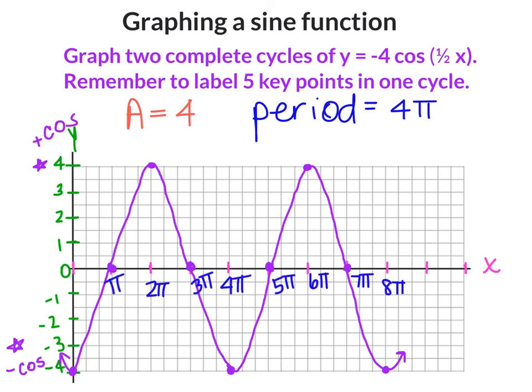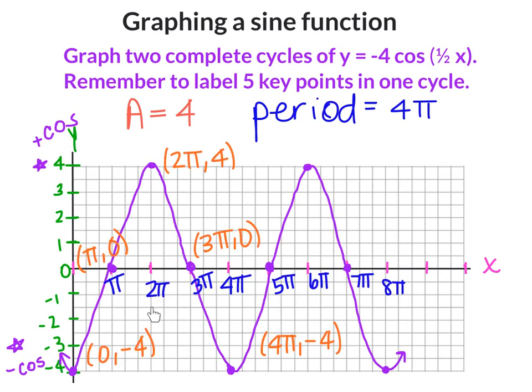And so if this is 4 pi, then a complete second cycle would end at 8 pi. Half of 4 is 2, and half of 2 is 1, so you're counting by pi in each of these little notches, which is awesome. So pi, 2 pi, 3 pi, etc. Now let's label 5 key points in the first cycle, and then we'll be done. And here you have our 5 key points in one cycle, and now we're done.